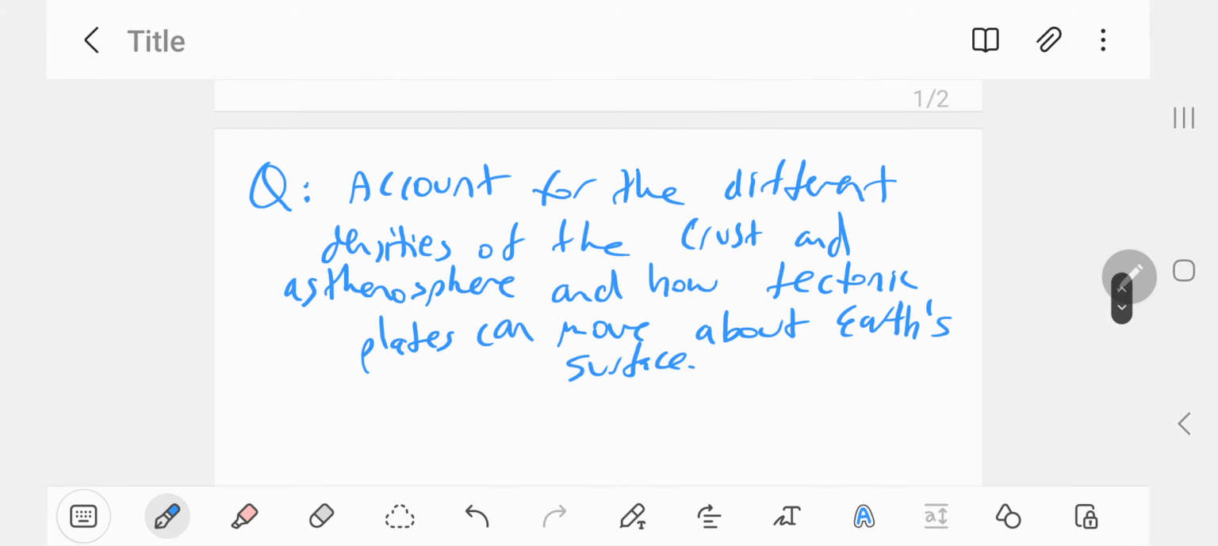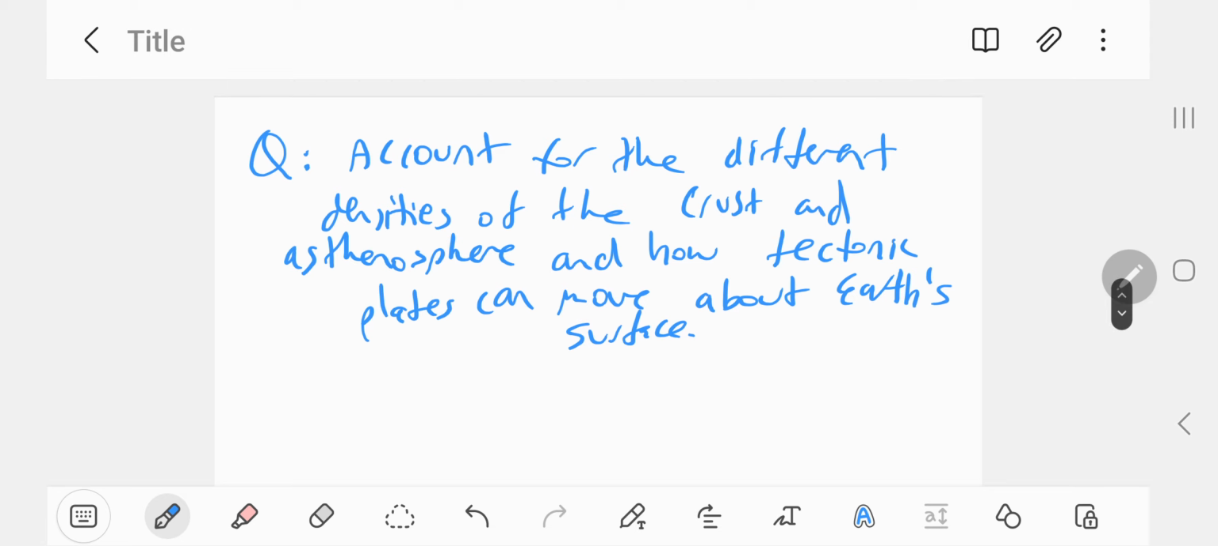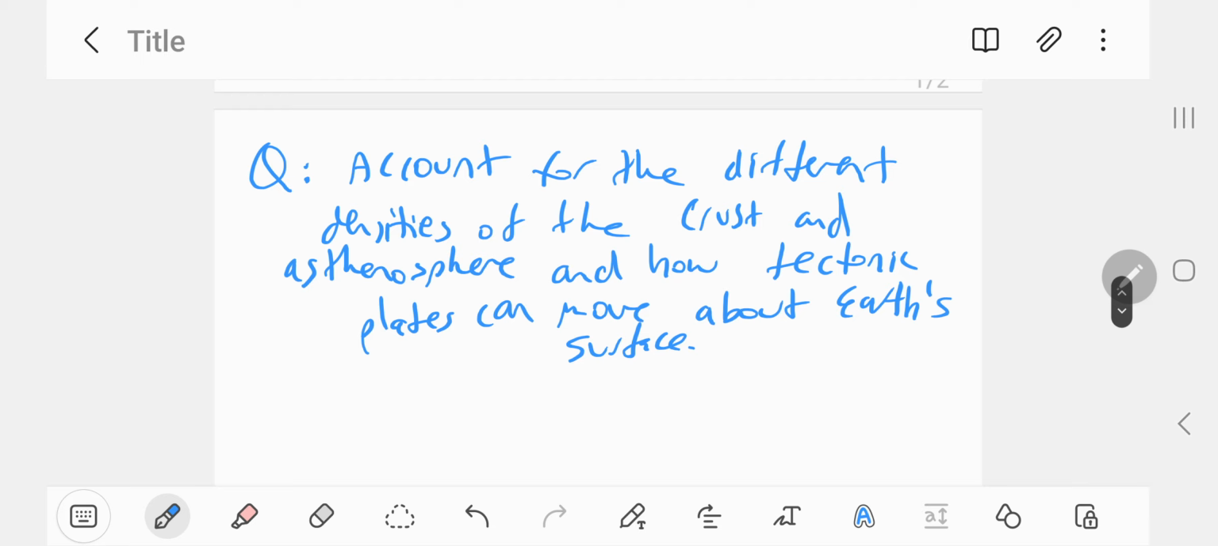This is a fairly straightforward question. To help you out, just think of the crust as being like ice, and the asthenosphere as being like water. So ice and water, the ice floats because the ice is less dense. So you can talk about that and then relate that to how tectonic plates move.